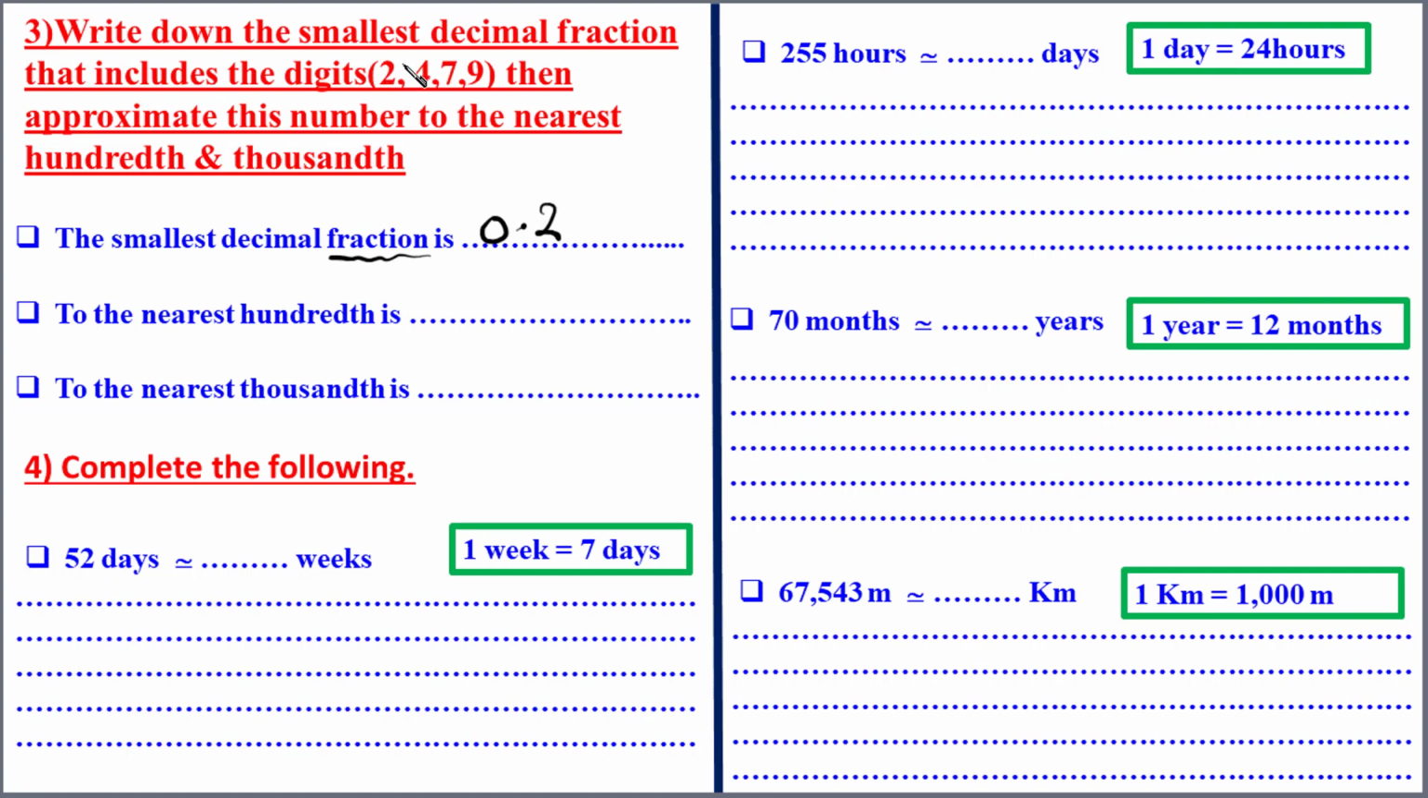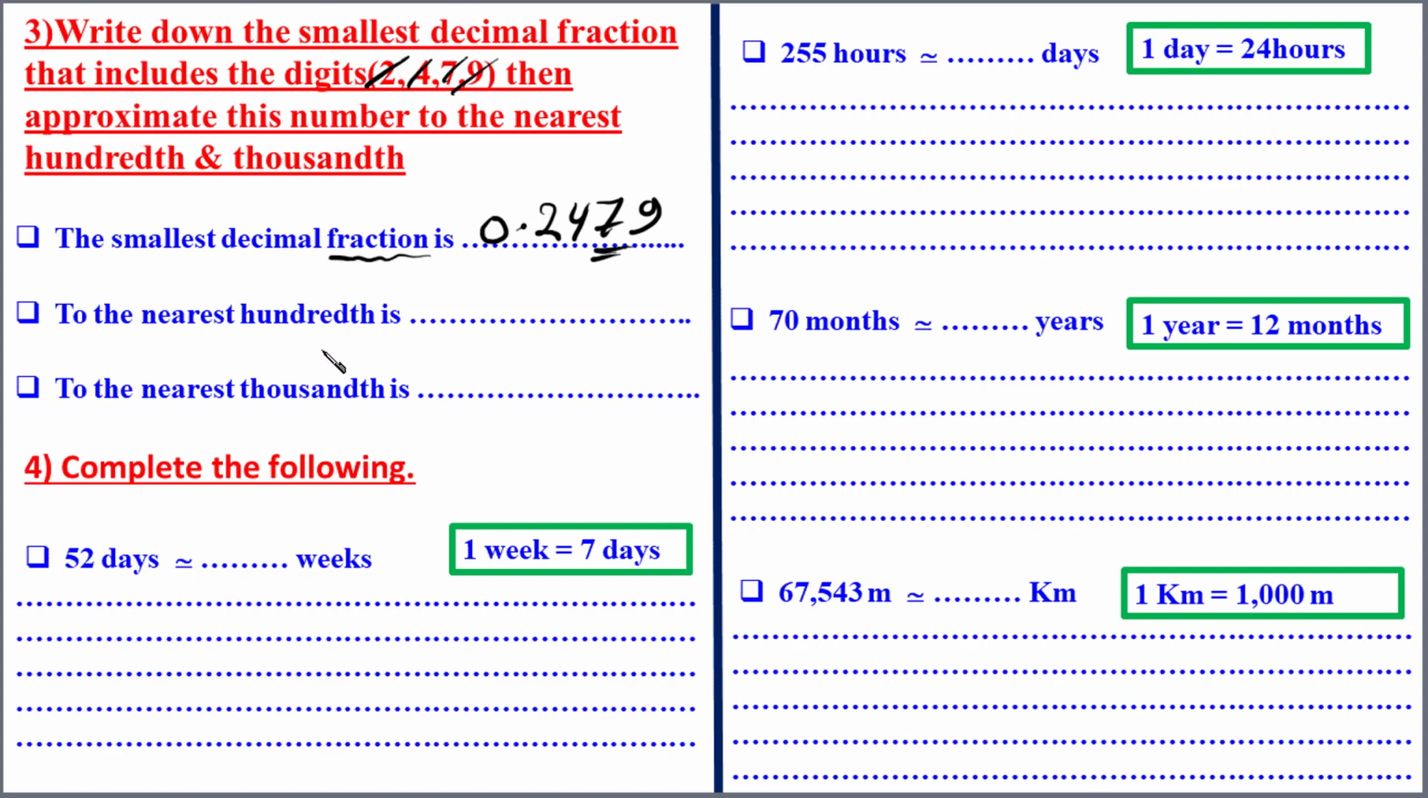So we write 2. Then followed by 4. Followed by 7. It's ordered, by the way. Followed by 9. So this is the smallest decimal fraction, 0.2479.